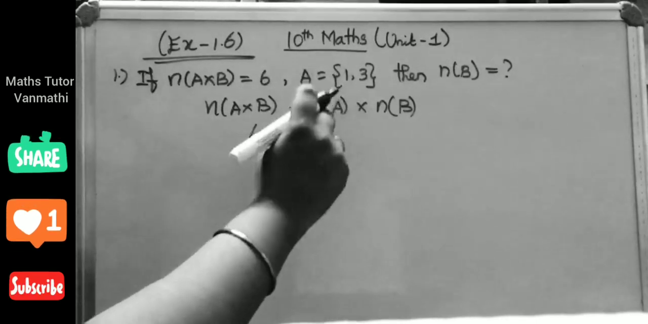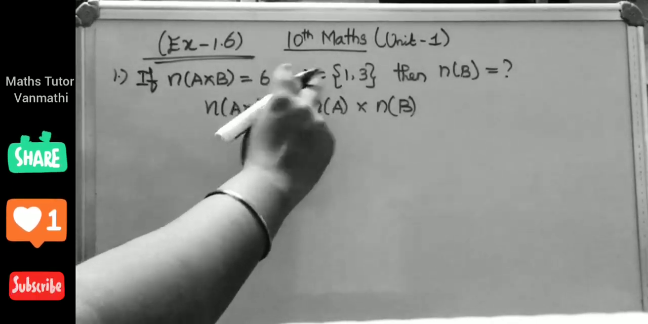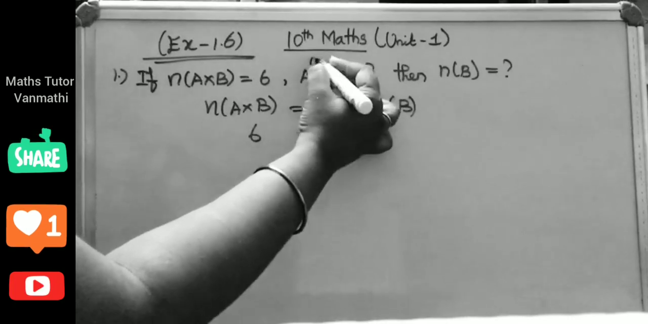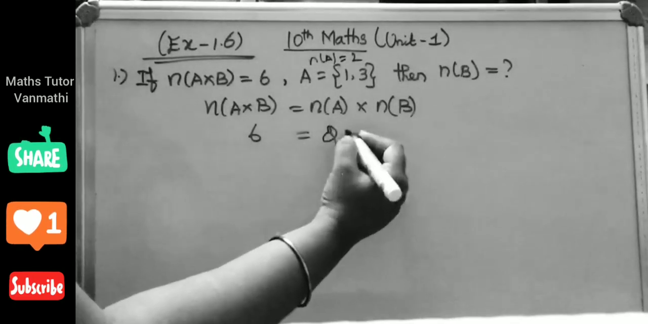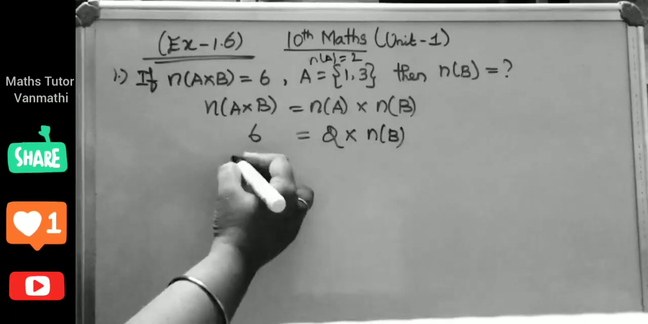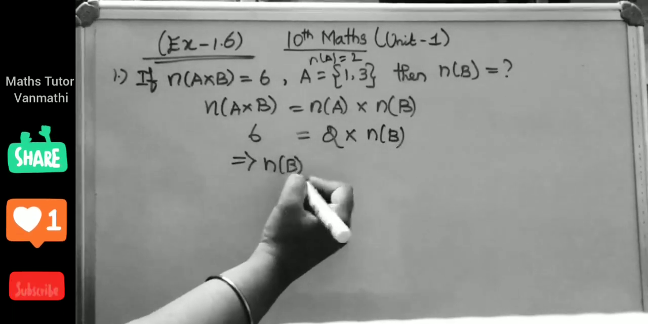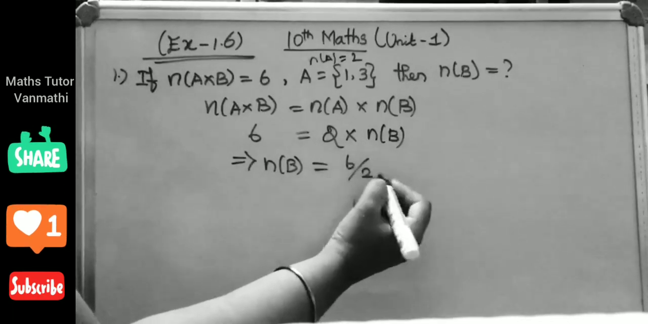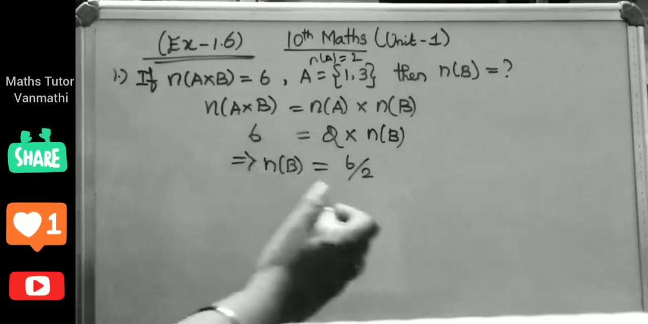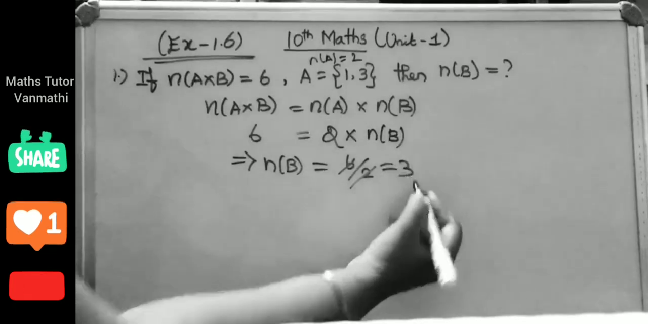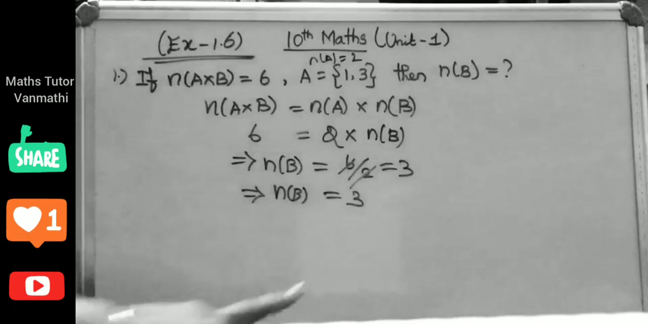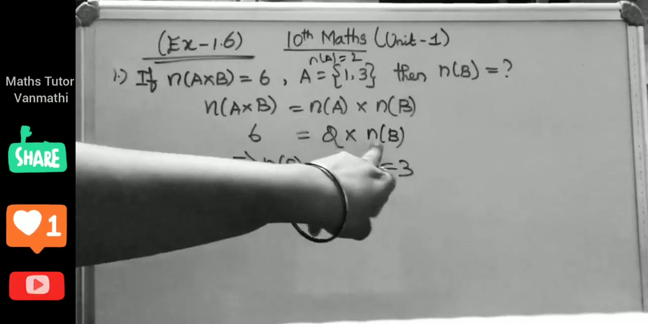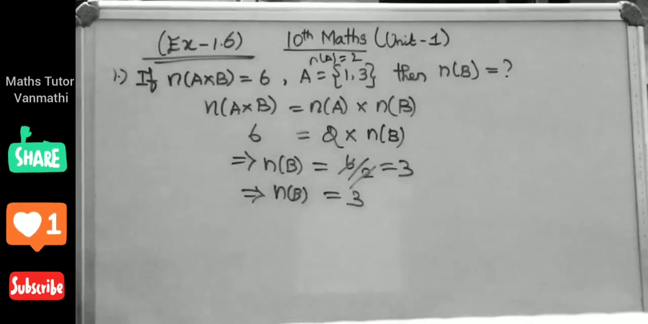And n of A we have to find. A has two elements, 1 comma 2, so n of A will be 2. Clear? So 2 into n of B equals 6. From this we can find n of B as 6 divided by 2, which gives 3. So n of B is equal to 3. Substituting, 2 threes are 6, so 6 equal to 6. From this, n of B value is equal to 3.